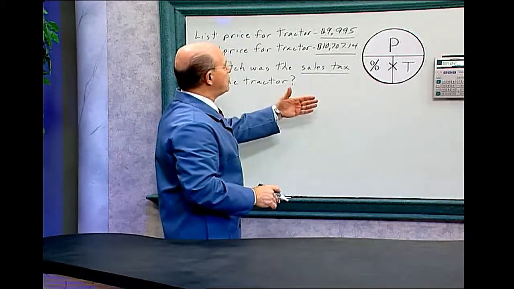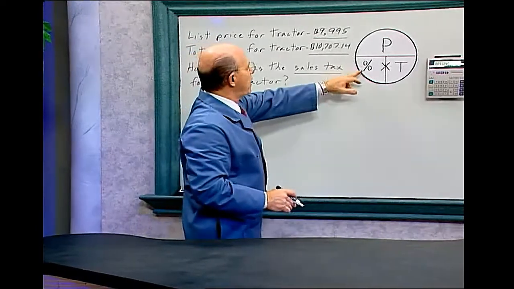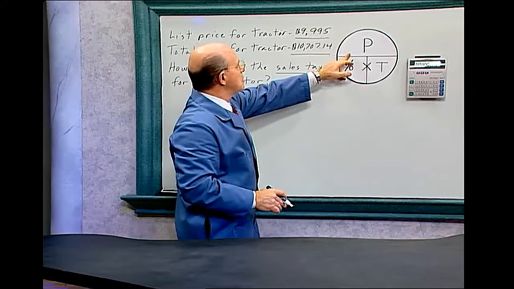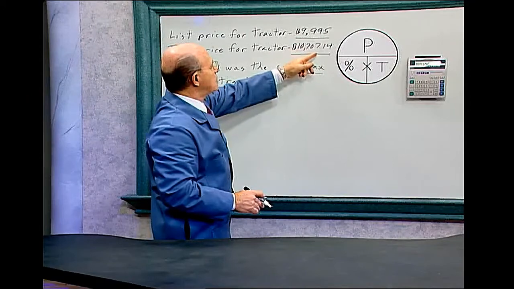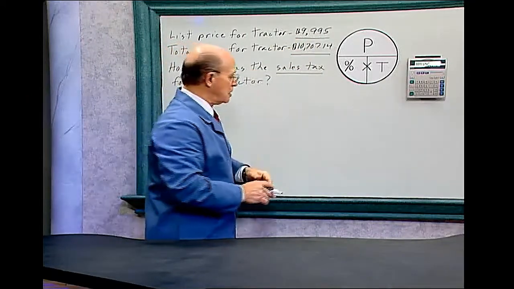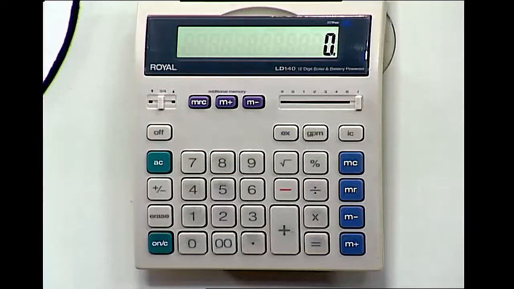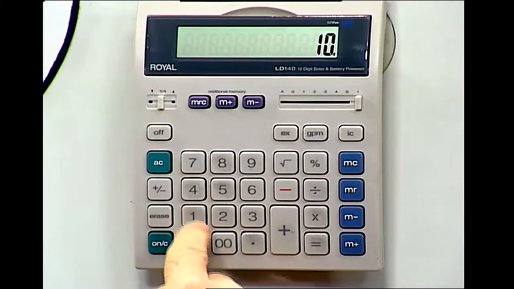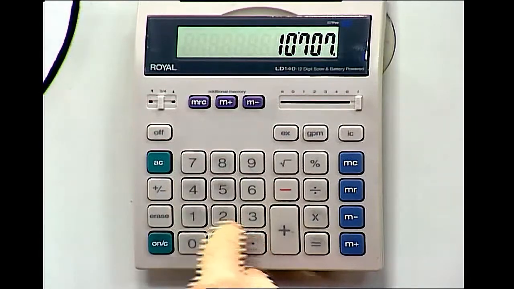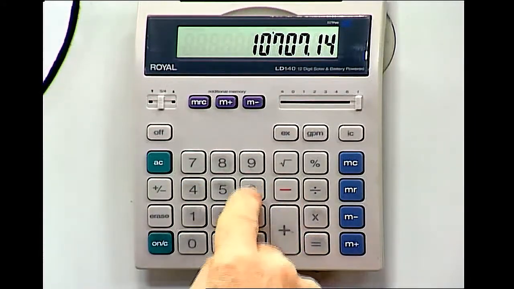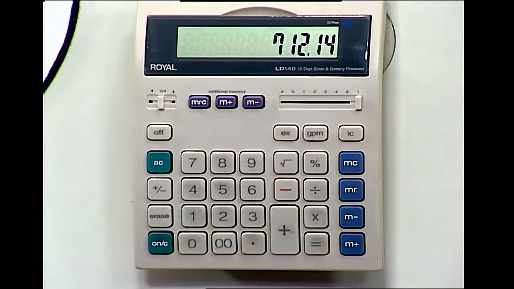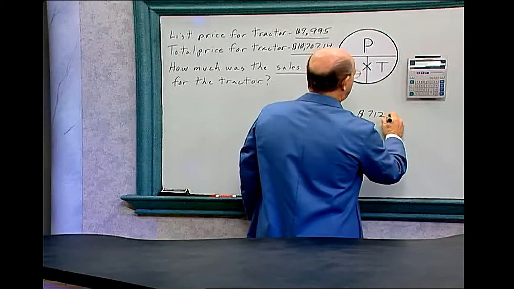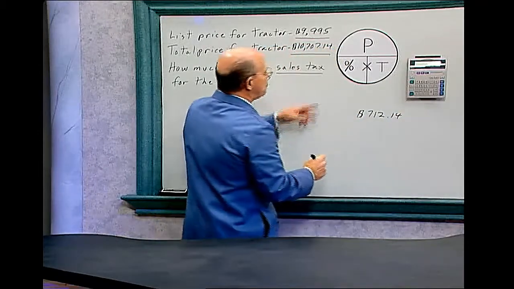So what we're going to have to do, first of all, we want to find this percentage. So what is the part? So we're going to have to deduct from $10,707.14 the original price. Let's go to the calculator and do that. Clear it. 10,707.14 minus $9,995 equals. So that would be 712.14. So now that's the part.